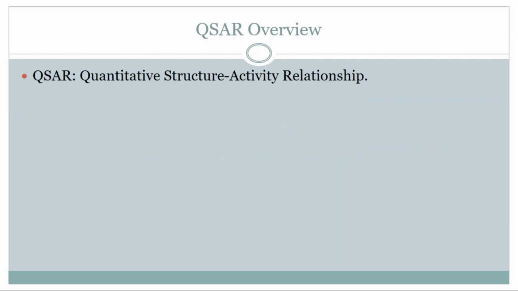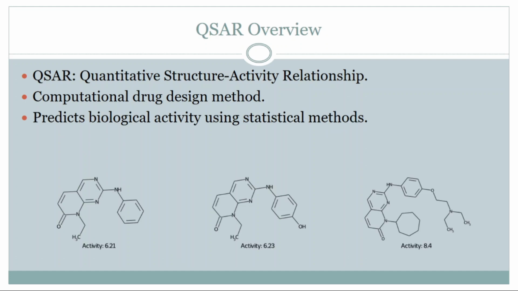So QSAR stands for Quantitative Structure Activity Relationship. It is a computational drug design method, which means that it is done using computer software. And the main object of QSAR modeling is to be able to quantitatively predict the biological activity of structures, and it uses statistical methods to achieve so.